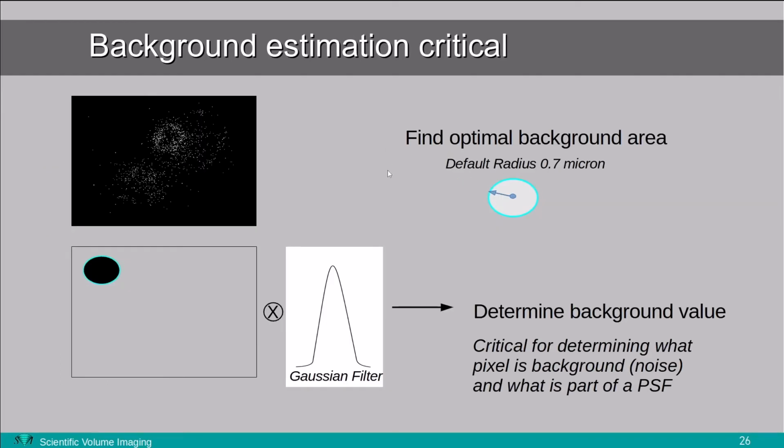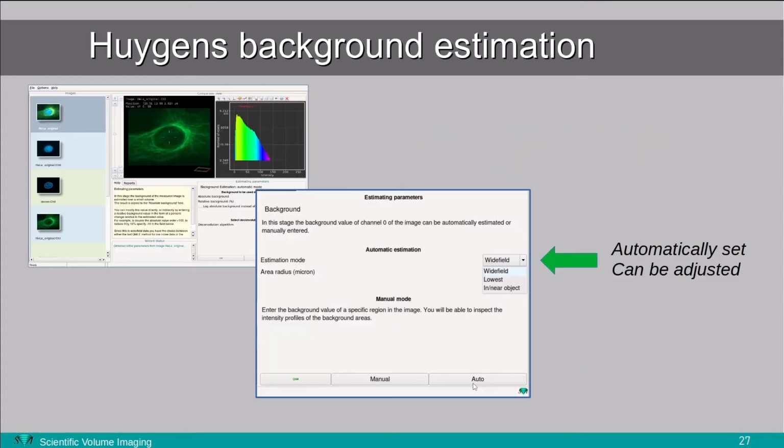So we determine the background from the image very specifically. From a wide field image we look at the focal plane, and from non-wide field images we look into the whole 3D stack. And we create spheres of 0.7 micron, and from these spheres we apply a Gaussian filter, and from that we determine the background value. Huygens calculates this background value again in the wizard, but also in our other tools.